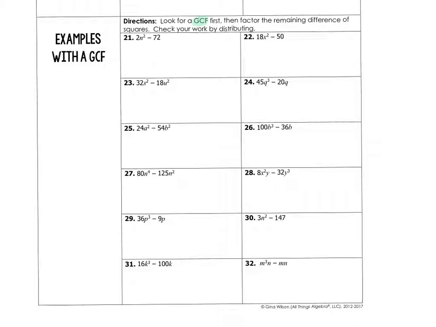Number 21, 2n squared minus 72. Even numbers, so I know I can take the 2 out, right? 72 divided by 2 is 36. Now, inside that parentheses, I can rewrite this into a difference of squares: n squared minus 6 squared. So n is my A, 6 is my B, and I can easily separate that into n plus 6 times n minus 6, a pair of factors.